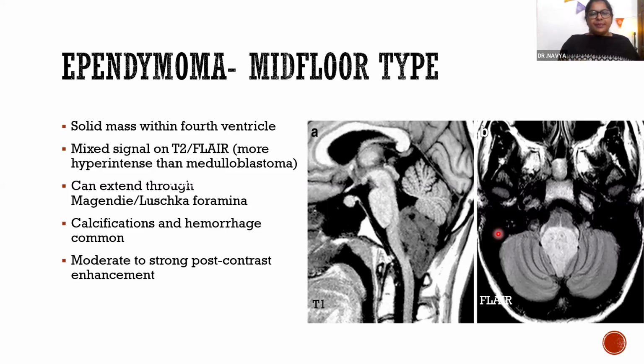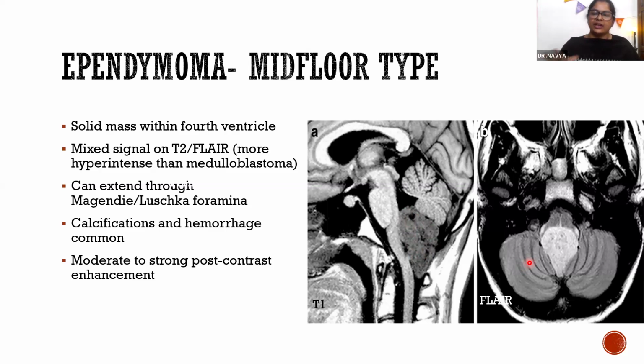Ependymomas are of two types: one is on the lateral side, one is the mid-floor type. If the ependymoma is within the fourth ventricle, see this one on a T1 image. On the FLAIR, you see there is a mixed signal.